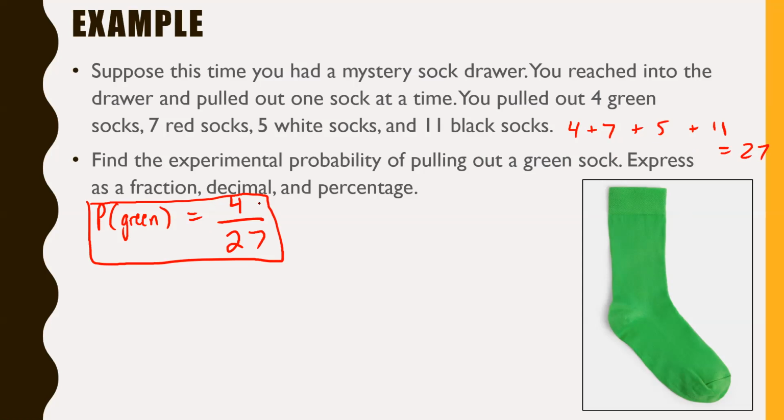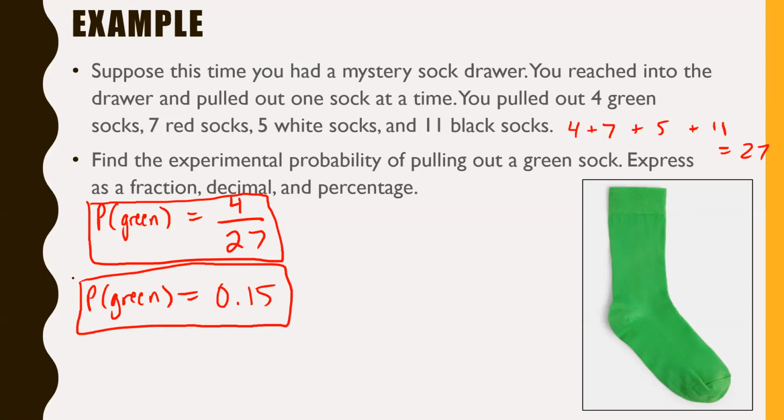Now, again, we also want to list this as a decimal. It didn't tell us to round this time, but I will anyway. Rounding to the nearest hundredth is usually just good measure. So P(green) is going to equal 4 divided by 27, which is about, if I round to the nearest hundredth, 0.15. So 0.15 would be the probability of picking a green sock in this case.